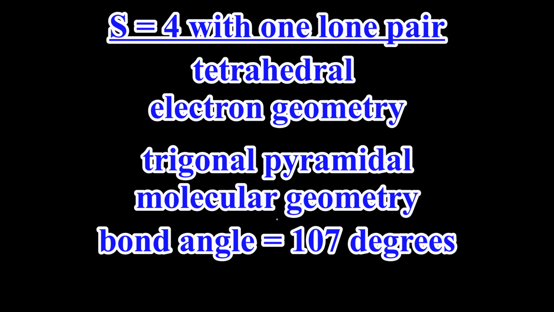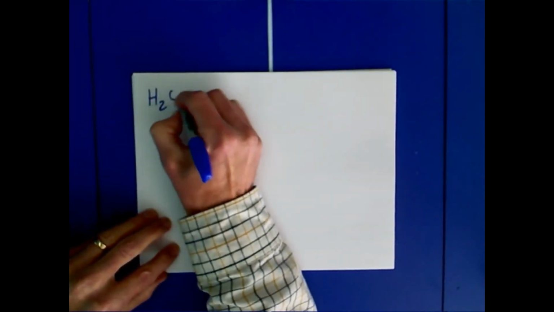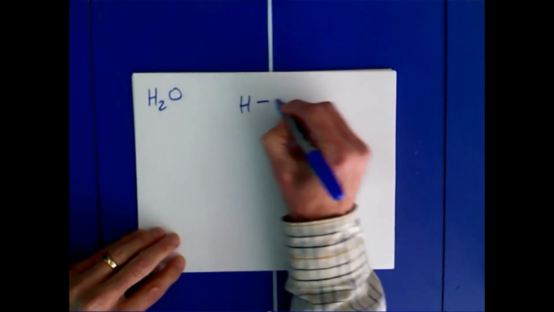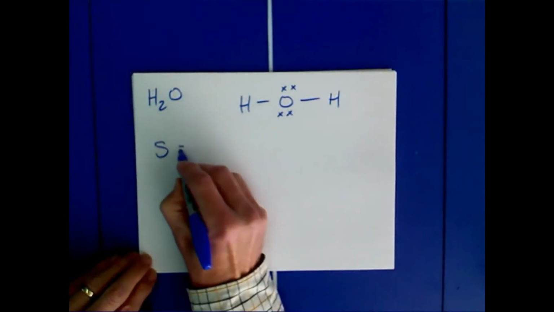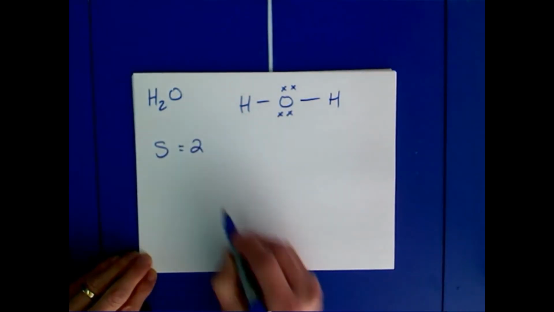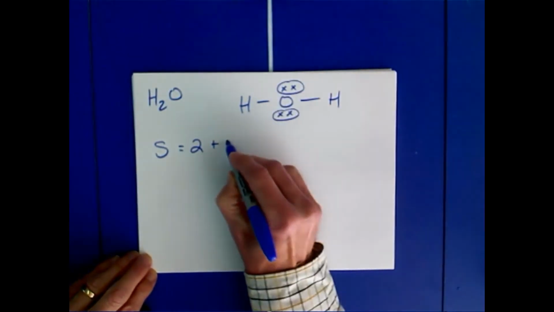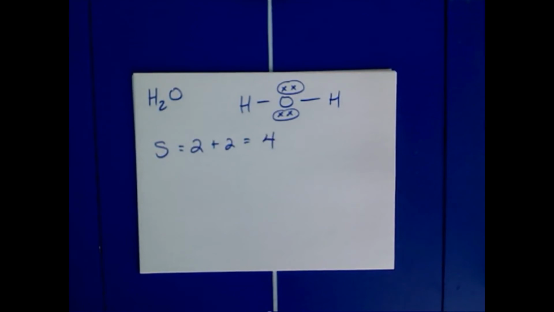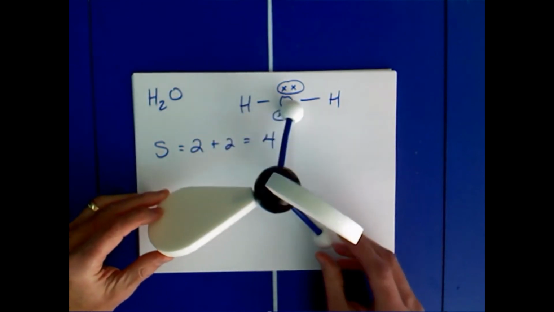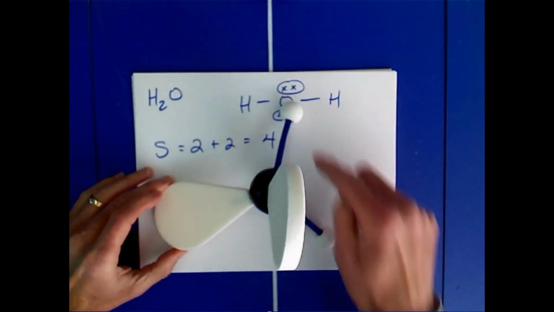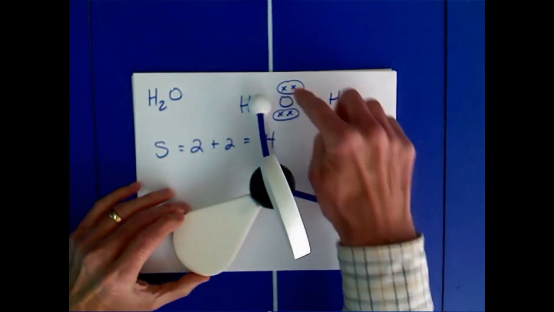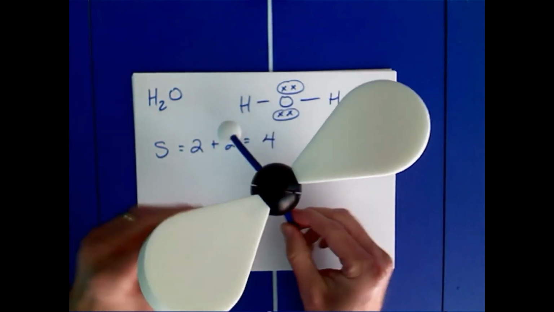Finally, we can look at the case for water. The Lewis structure for water looks like this. If we were going to describe the steric number for our central oxygen, we'll note that there are 2 atoms attached, and there are also 2 lone pairs, giving water a steric number of 4. So in the case of water, we have something that's going to end up looking like this, where we have 2 atoms attached and 2 lone pairs. The atoms, of course, are represented by these white spheres, and the lone pairs are going to be represented by these pieces of foam.